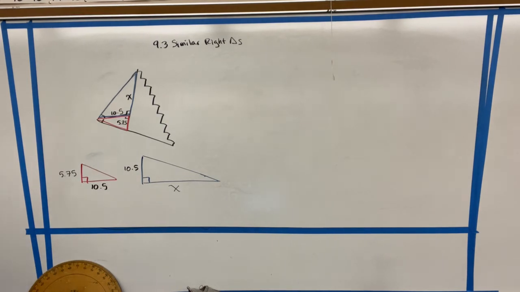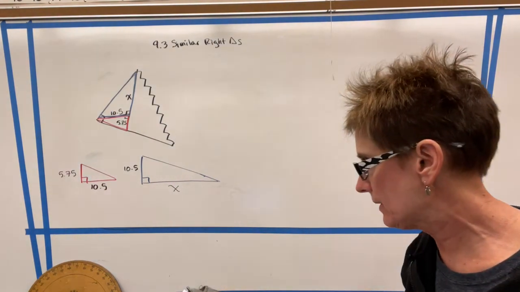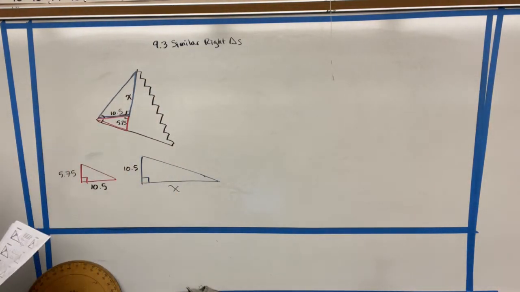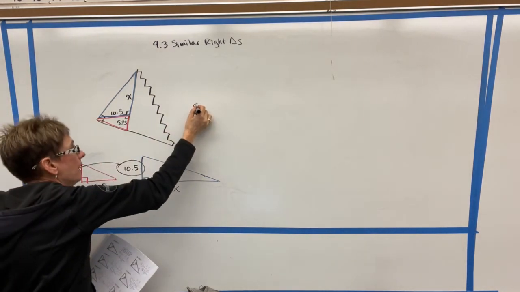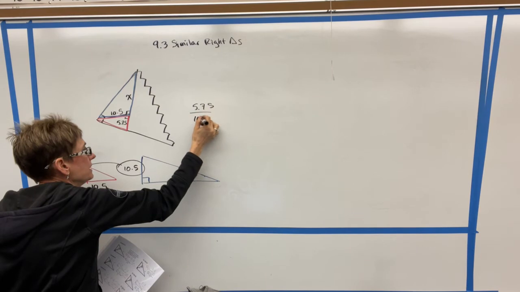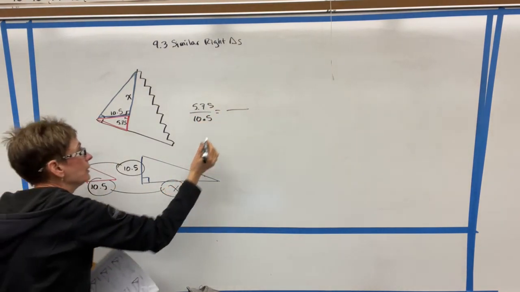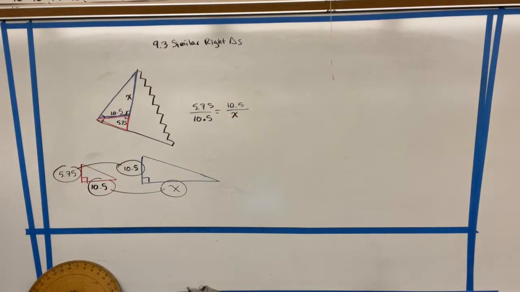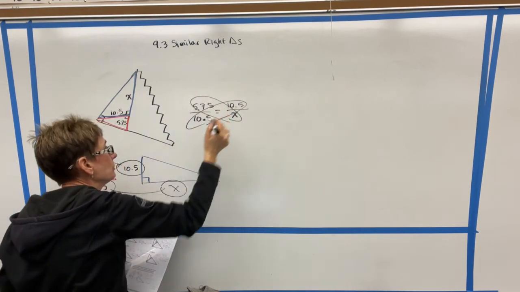I need to be able to label the same two sides on both triangles. In this case, the short leg and the long leg on each. All right, now I'm going to compare and say that I know 5.75 over 10.5 has to equal 10.5 over X. Now, in this particular case, we don't end up with an X squared, but that's okay. We can still cross multiply.